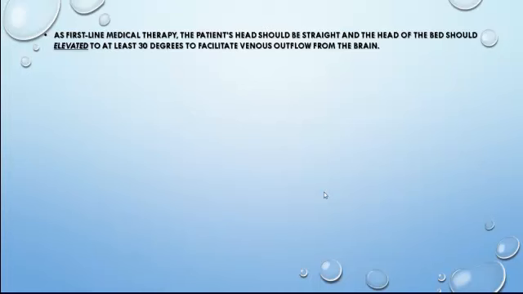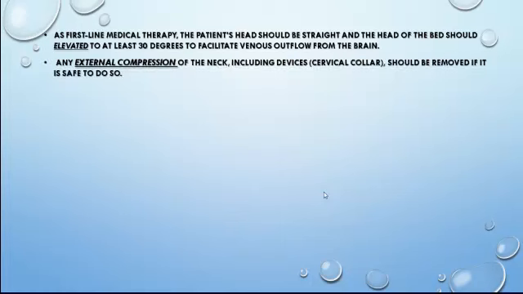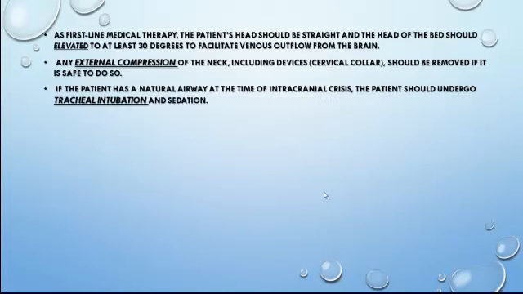As first line of medical therapy, the patient's head should be elevated at least 30 degrees to facilitate venous outflow from the brain. Any external compression on the neck, for example a neck collar, should be removed if it is possible to do so. If the patient does not have a natural airway, i.e. he is not intubated, the patient should be intubated and sedated.